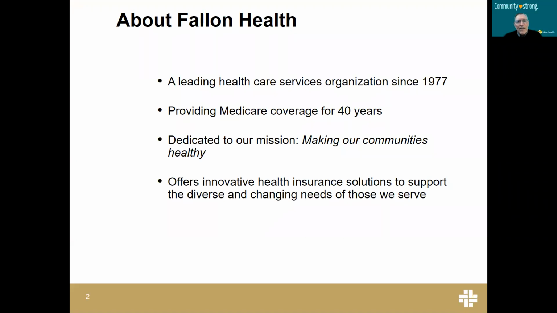Fallon Health is a healthcare services organization that was founded in 1977, and has been providing Medicare coverage for more than 40 years. We are dedicated to our mission, making our communities healthy, and we offer innovative health insurance solutions to support the diverse and changing needs of those we serve.